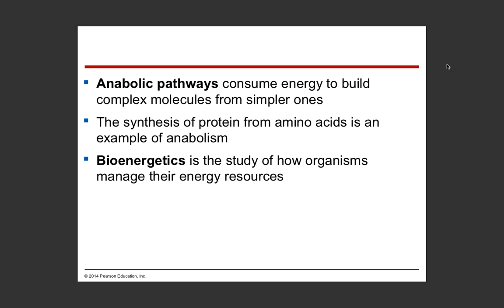How organisms balance this consumption of energy and this expulsion of energy through anabolic and catabolic pathways, respectively, is called bioenergetics. This is the study of how organisms manage their energy resources. There are a couple of different forms that this energy can exist in.